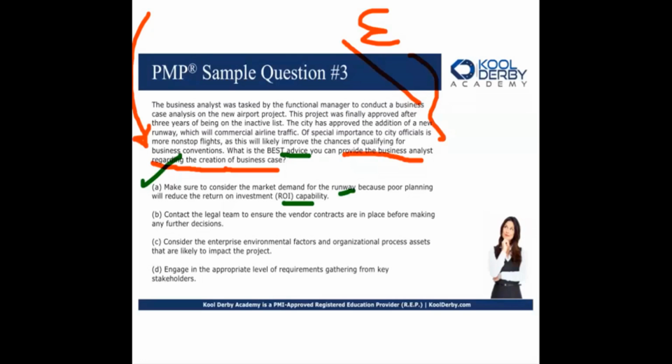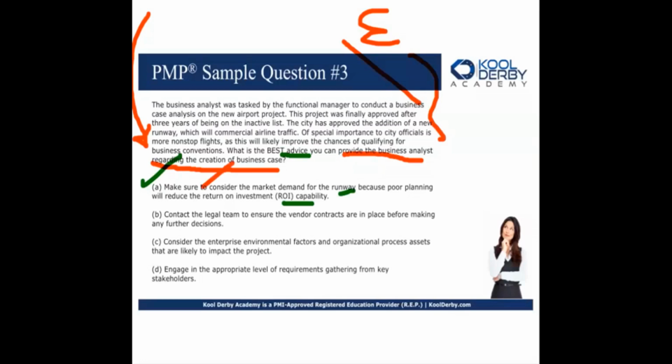All right, so make sure to consider the market demand. This has already been approved, right? Yeah, you already have it. You've already approved the airport runway. So the market demand, we already know we need it. It's been on the inactive list, but it's already been approved. Okay, good answer there, Anthony.